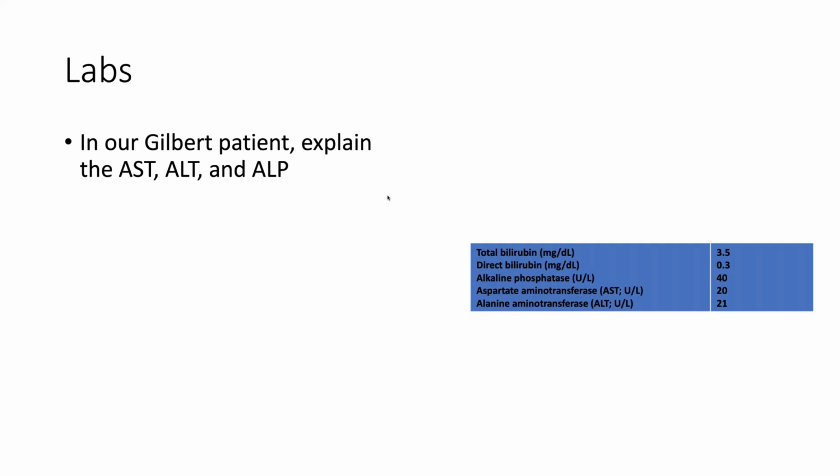All right, Leah. So in our Gilbert patient, explain the AST, the ALT, and the alk phos. So the alk phos 40, I think, is within the normal range. And I think the AST and ALT, 20 and 21, are both within the normal ranges as well. The Gilbert patient is born with the condition, and you're not having any sort of injury to the hepatocytes like we were talking about. So your AST and ALT wouldn't be expected to rise. And the alk phos also, when you're not having any bone issues and your liver is not being injured, I guess I would say.